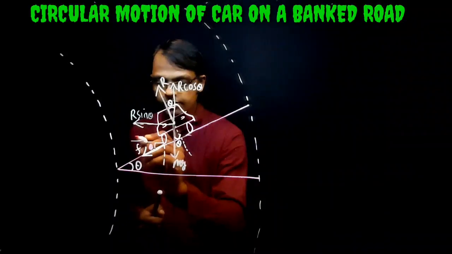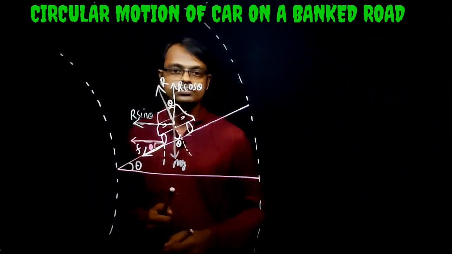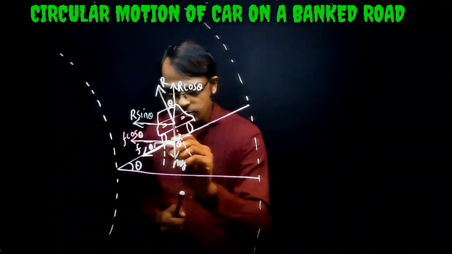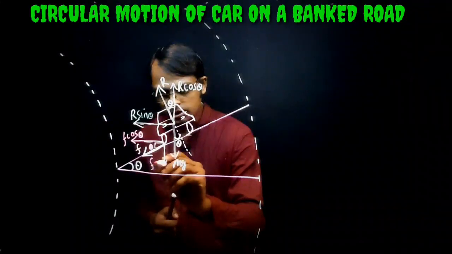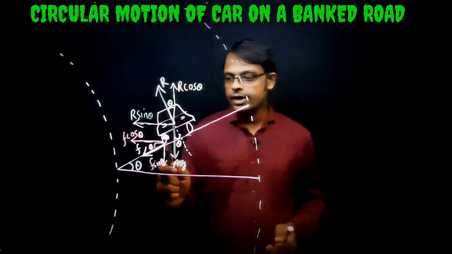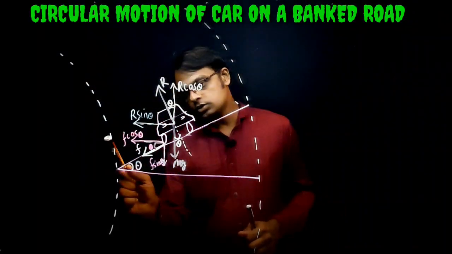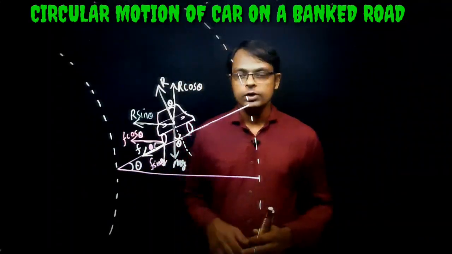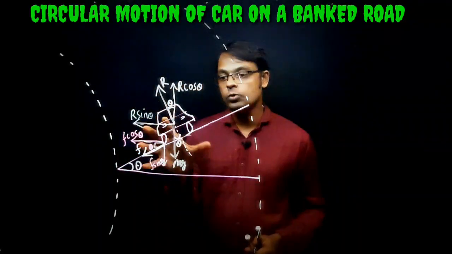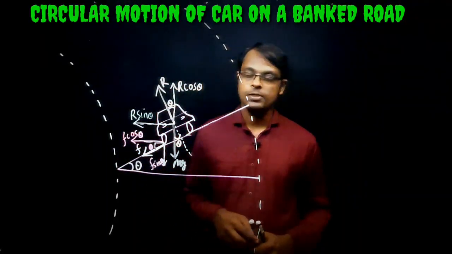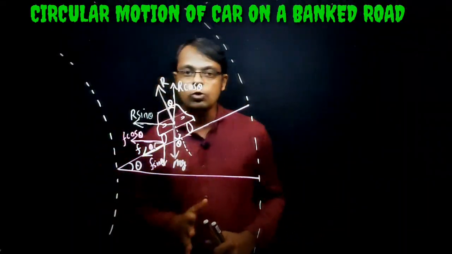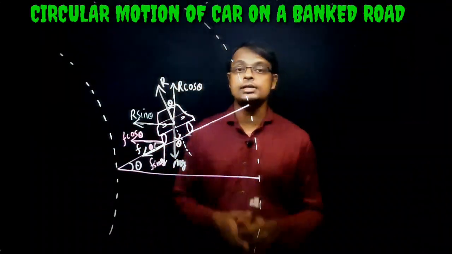So the frictional force F can be resolved into F cos theta, correct? And the downward component is F sin theta. So the frictional force also can be resolved into two components, F cos theta and F sin theta. Now you can see who is providing the necessary centripetal force to negotiate the curve: the R sin theta component as well as the F cos theta component.